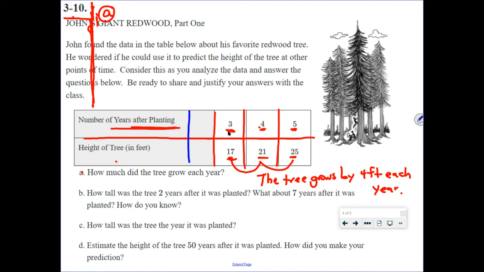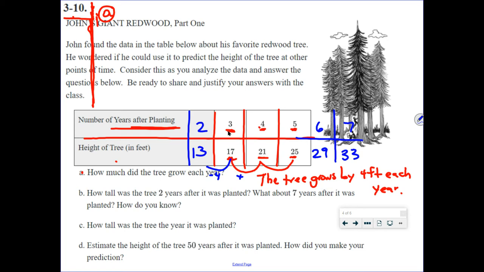Okay, now some of you maybe went back in your table and said, hey, if I'm going to go with 2 and I go back, every time it's grown by 4, so I'm going to go backwards and just subtract 4. So at 2 years, it should have been 13 feet high. And then 7 years. Well, if I just extend my table, 6 would be 29 and 7 would be 33. So the tree would have been 33 feet tall. So you could have extended the table.